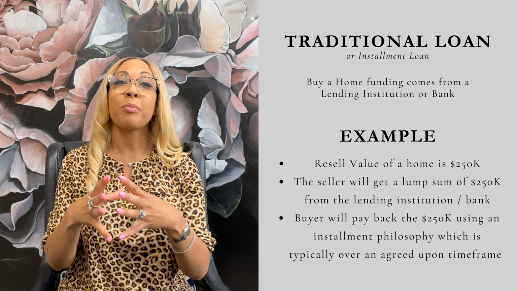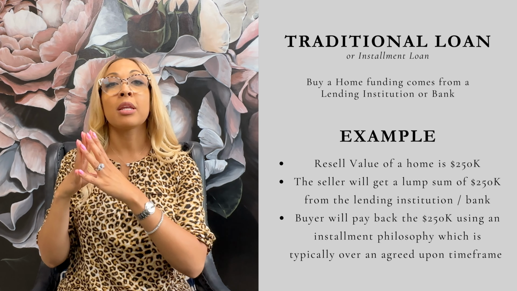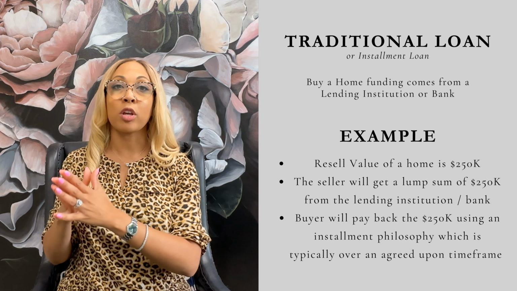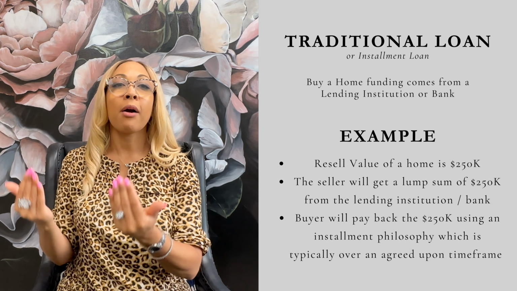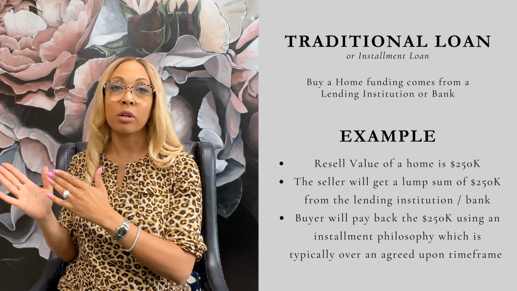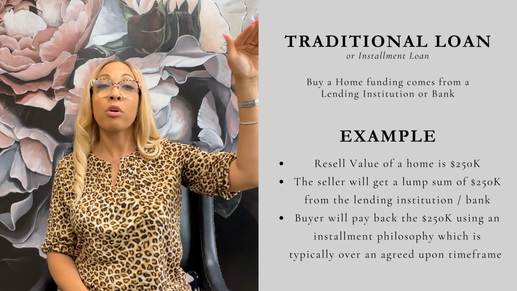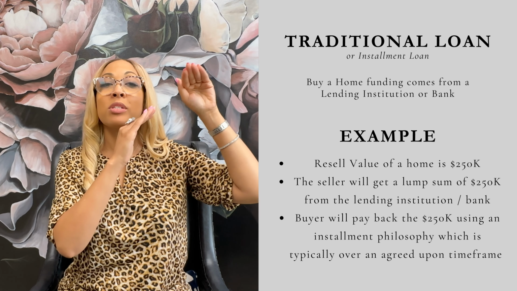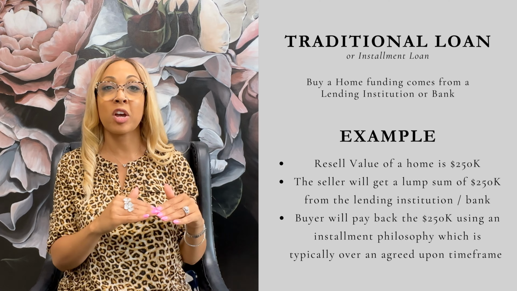Now you're going to pay that back using an installment philosophy or amortization, however it is structured with your lending institution. So you have $250,000 and you're going to pay that down over a course of time period. Generally here in the US, it's 30 years that we're paying off our $250,000 loan.